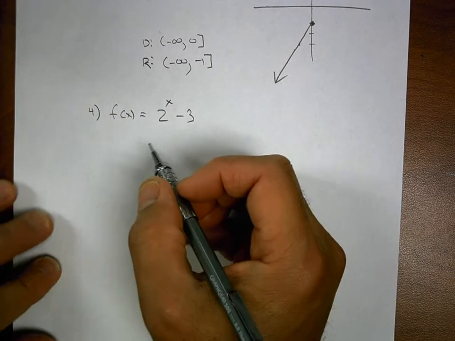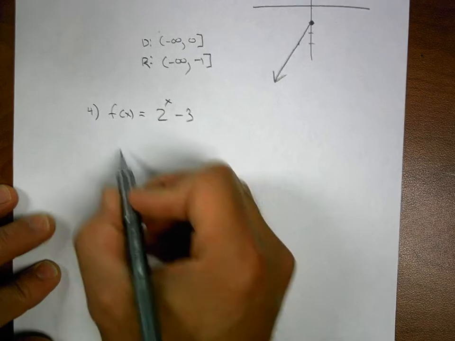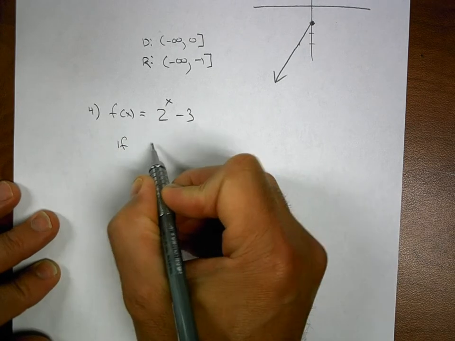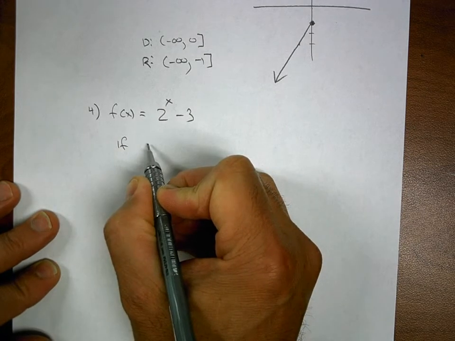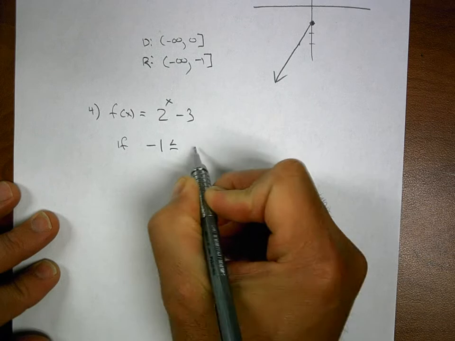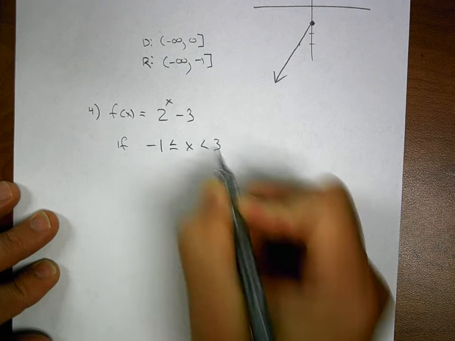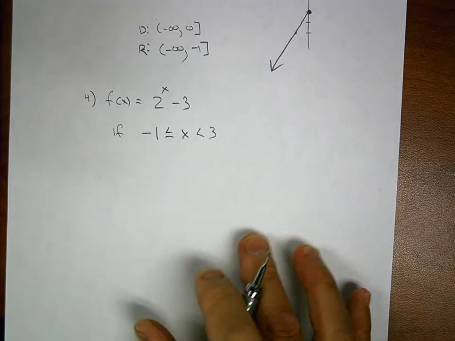All right. So we're going to graph this if we're from negative 1 less than or equal to x less than 3. So that's where we're going to see this graph. A little different.